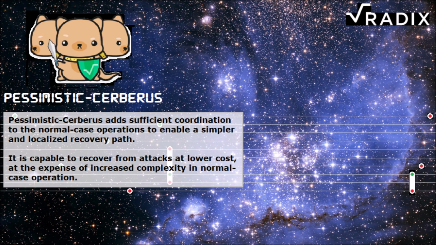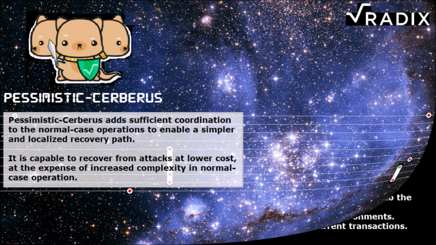Pessimistic Cerberus, transaction processing in environments where malicious behavior is common. Pessimistic Cerberus adds sufficient coordination to the normal case operations to enable a simpler and localized recovery path. It is capable of recovering from attacks at lower cost, at the expense of increased complexity in normal case operation.